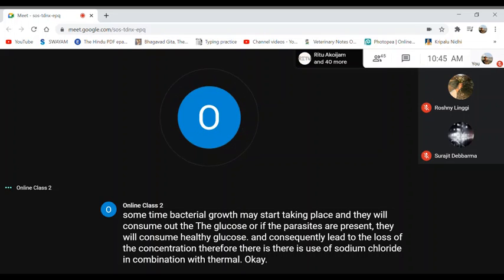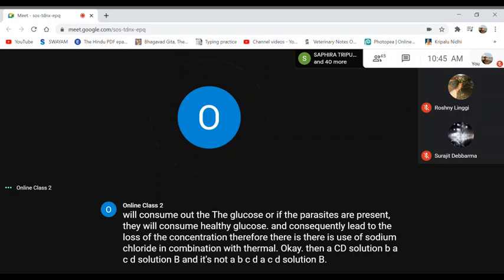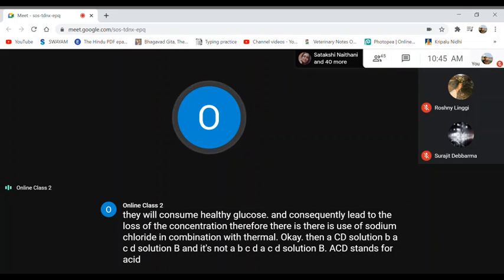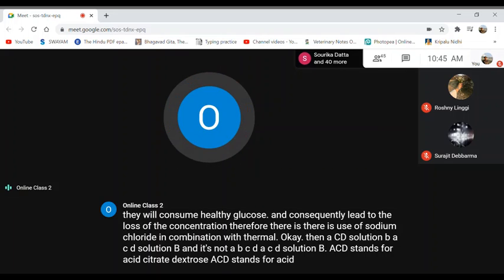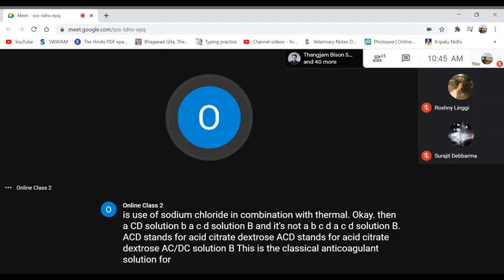Okay. Then ACD solution B. And it's not ABCD. ACD stands for acid citrate dextrose. ACD solution B is the classical anticoagulant solution for blood transfusion.